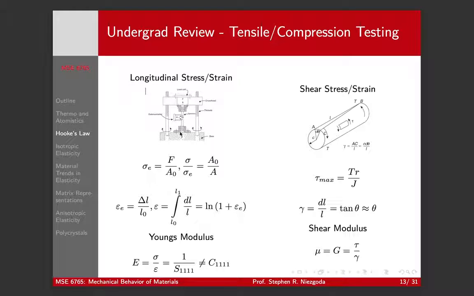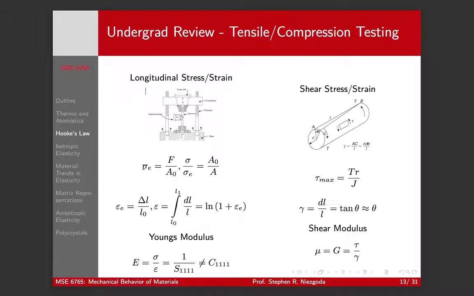And if we consider the original area, we have an engineering stress. If we consider the instantaneous area, then we have our true stress. I said strain, didn't I? If we consider our original area, we have an engineering stress. If we consider our instantaneous area, we have our true stress.